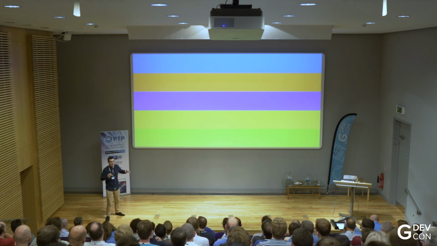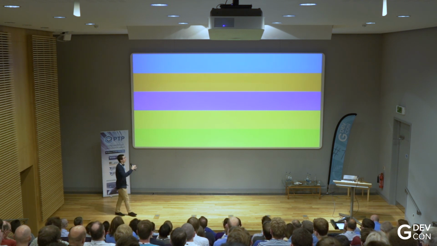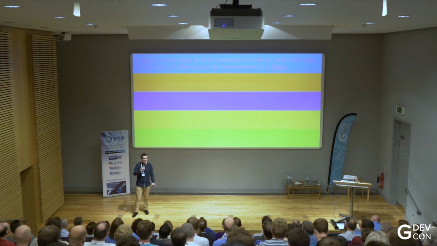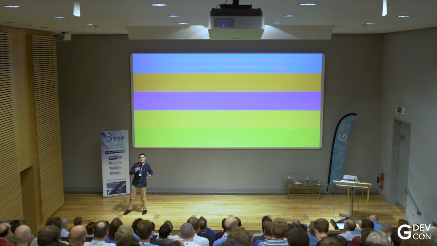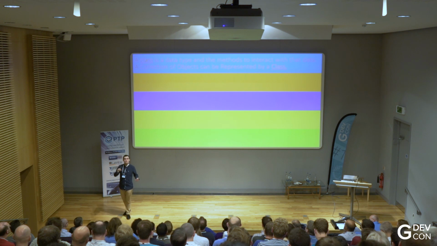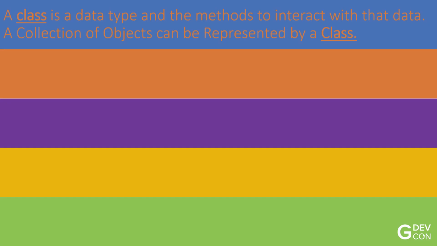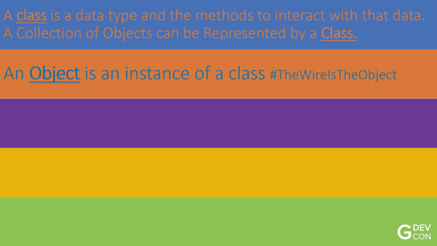Okay, so just a quick recap of what we've gone through so far: a class is a custom data type and the methods required to interact with that data type. And a collection of objects can be represented by a class. An object is an instance of a class, and you might have heard the phrase, the wire is the object.